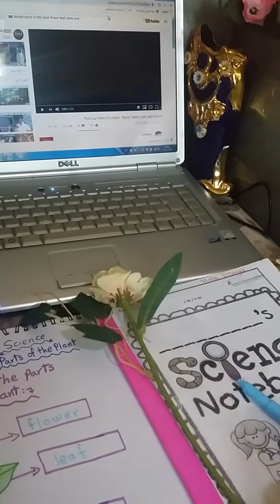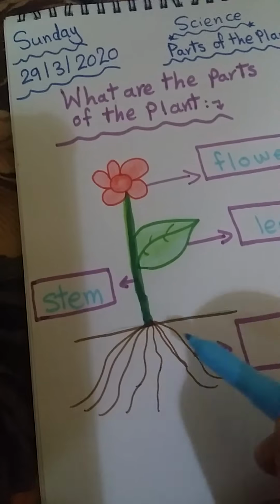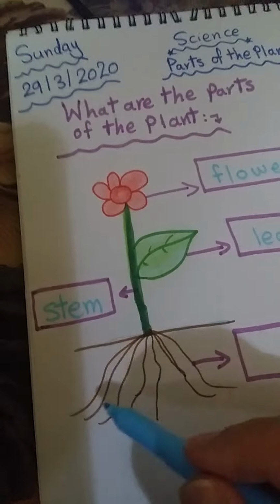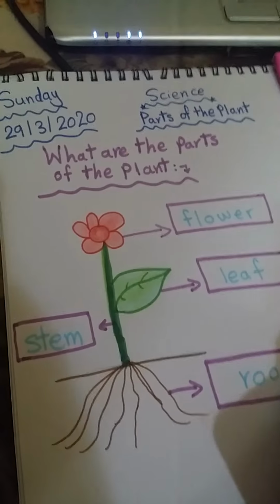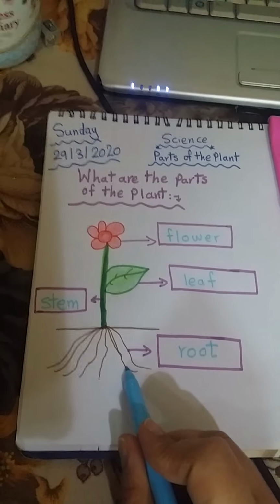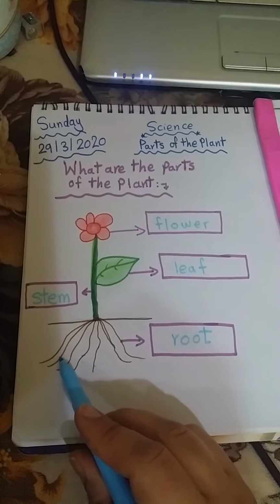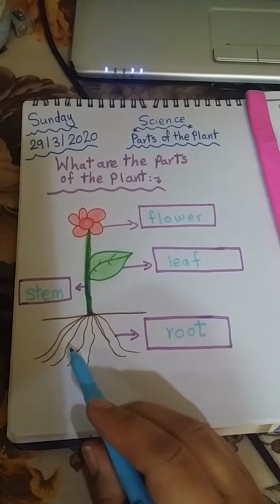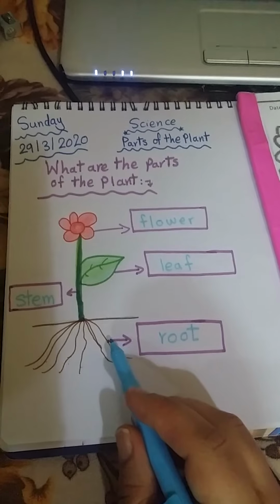And the last thing is under the ground. Roots. These are the roots. One of it is root. It's under the ground. It's in the soil. Repeat with me. Root, root, root.